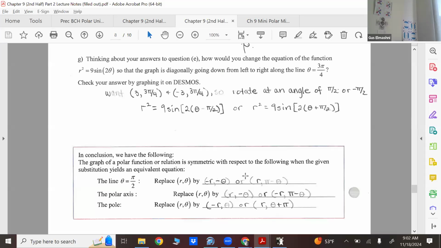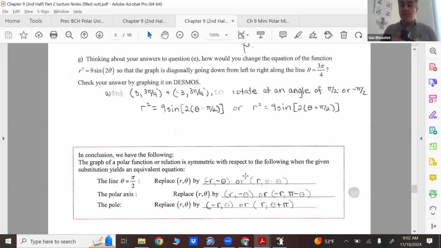These are kind of funny ones. I'm not going to think too hard about these, but they work. You can use them: r comma pi minus theta, or negative r comma pi minus theta, for theta equals pi over 2 or theta equals 0 respectively. So I don't know, those work, I guess. We could investigate that further if we wanted to, but we don't need to.